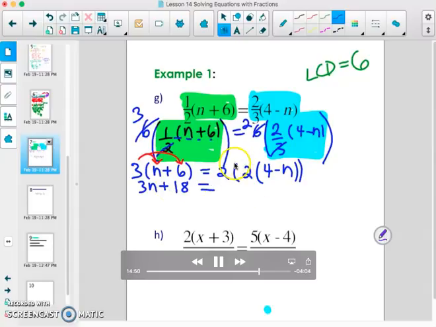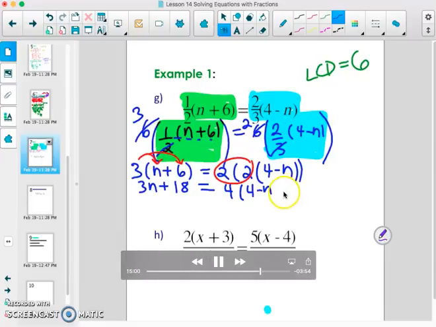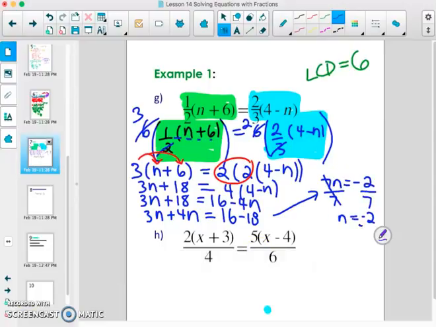On the other side, we're going to get a 4 times 4 minus n. And then we can use distributive property. Okay, so we're going to get a 4. And then in the next line, I'm going to leave these because I can't collect those like terms yet. I'm going to get 16 minus 4n, and then I can collect like terms. Okay, so 3n plus 4n, 16 minus 18. I'm going to get 7n is equal to negative 2. So n is equal to negative 2 over 7.